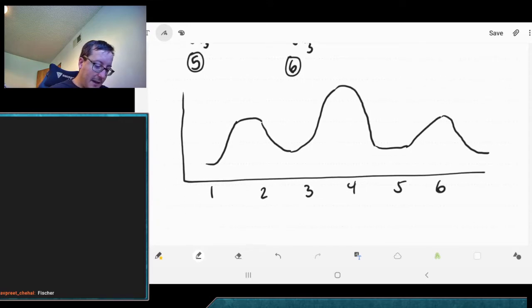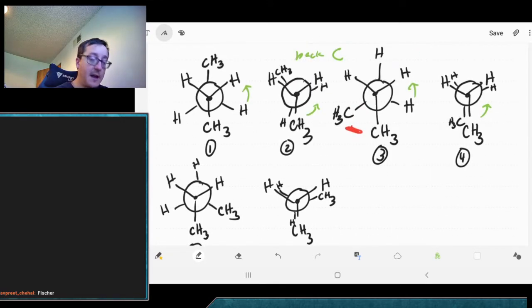So we see that state 1 was our lowest energy. We had our bulkiest groups as far from each other as possible. In number 2, we had an eclipsed conformation, which is going to be relatively high energy. I'm sorry, that's eclipsed. Number 2 is eclipsed. In number 3, we went back to staggered, but it's not as good of a staggered as number 1 was.